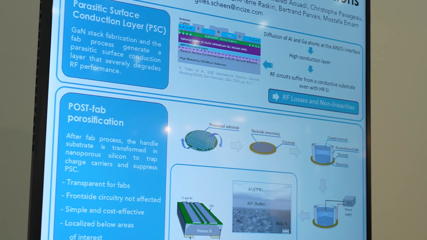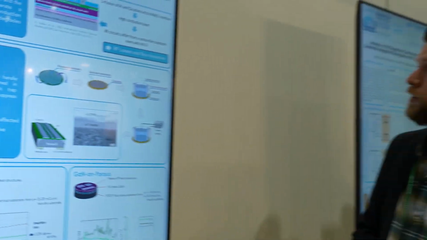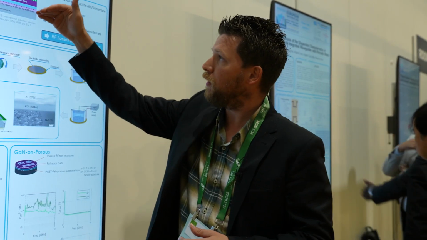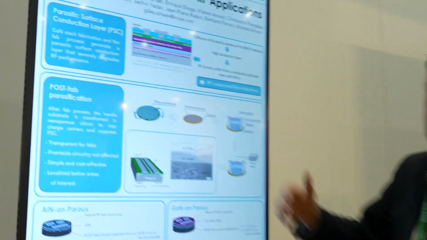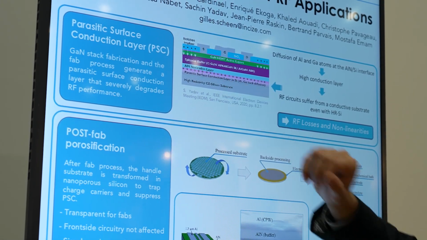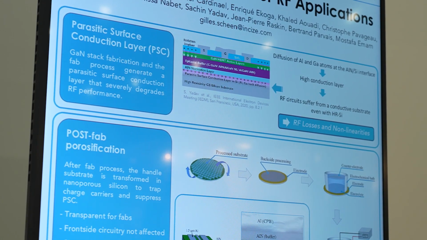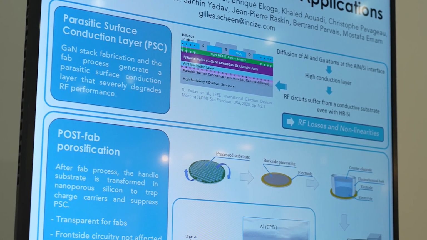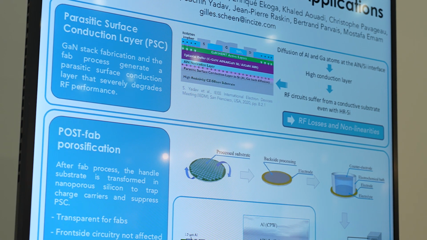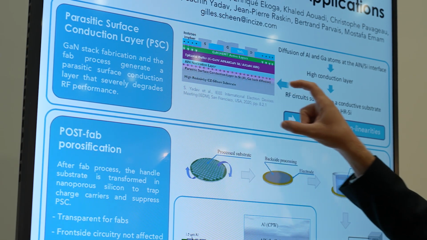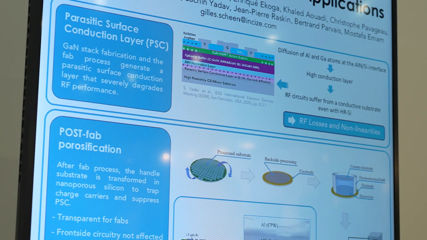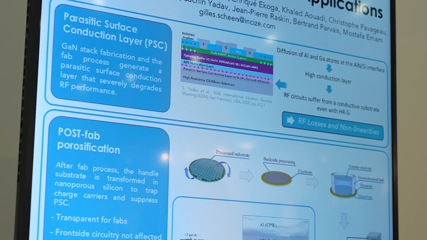In GaN on silicon technology, we use a silicon substrate, and we grow above it some layers, a mixture between aluminum nitride and gallium nitride, and we mix to have the good properties for the application. For RF application, we use a high resistive silicon to avoid some RF losses.